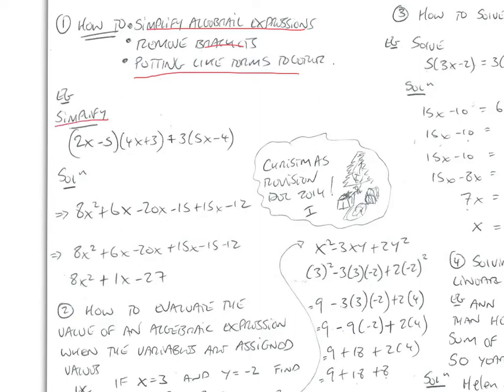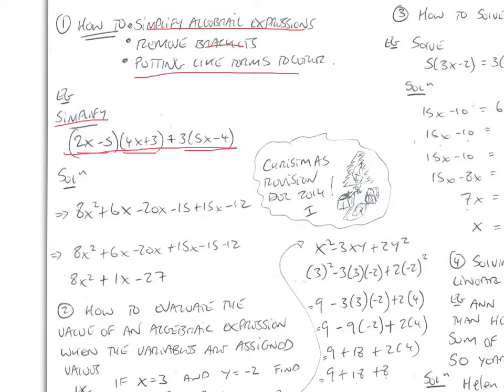Simplify 2x minus 5 multiplied by 4x plus 3 times 5x minus 4. Note that there's no equal signs in this algebraic expression. We're not using the word solve, so we're not looking to find an actual value for the variable x. We're just simplifying the expression, so don't be tempted to start adding equal signs inside here and everywhere that people tend to do. Okay, so here's the solution.